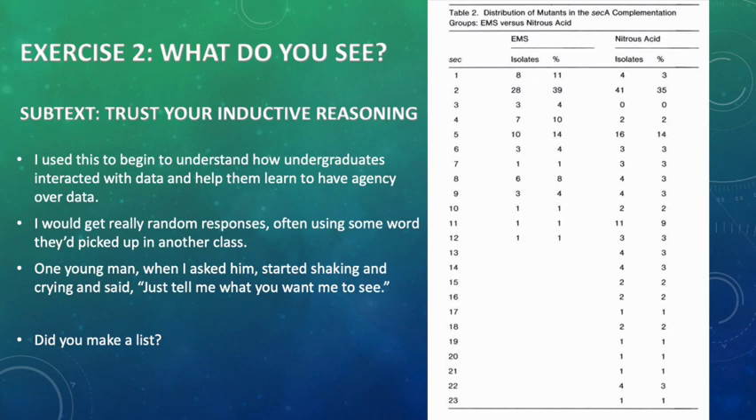So I used this exercise to begin to understand how undergraduates interacted with data and help them learn to have agency over data. I would get really random responses often. I would say, what do you see? And they would go, well, it's about how nuclei work, or it's about whatever. Just random stuff, because you couldn't tell from here exactly what it was about.